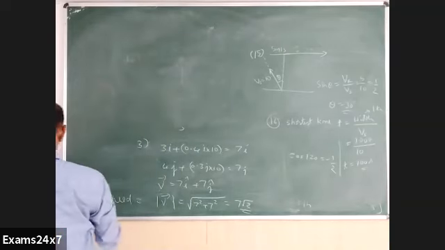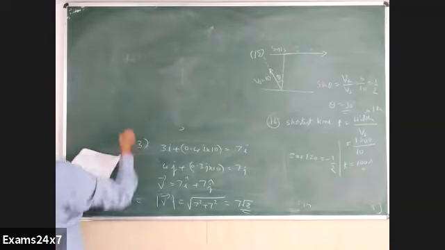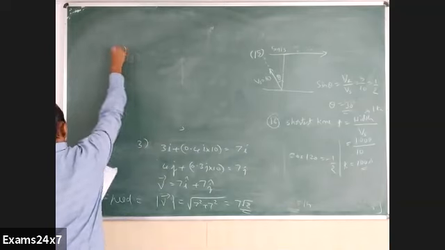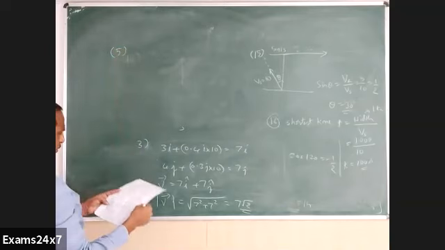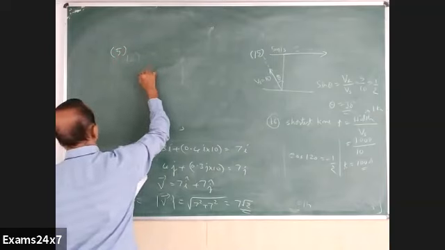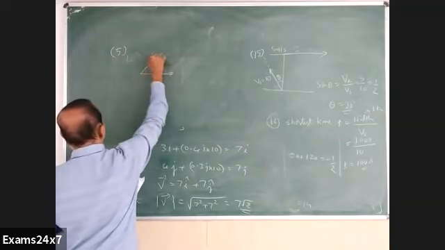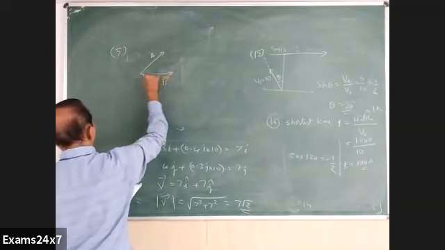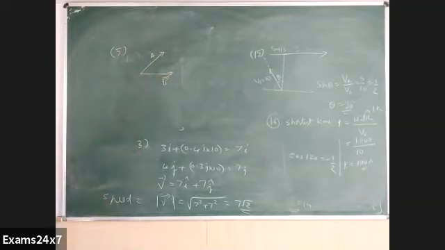Question number 5. What do you have to do here? What is the meaning of A plus B? A plus B is nothing but vector sum. It is not adding the two values A and B. Vector A plus vector B or resultant of them is referred to as vector sum.